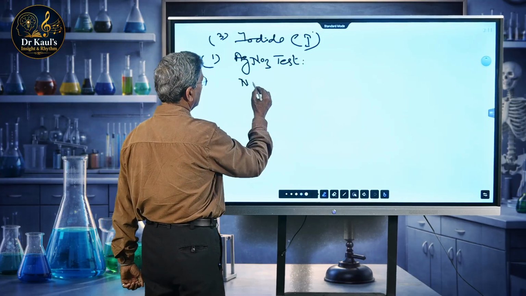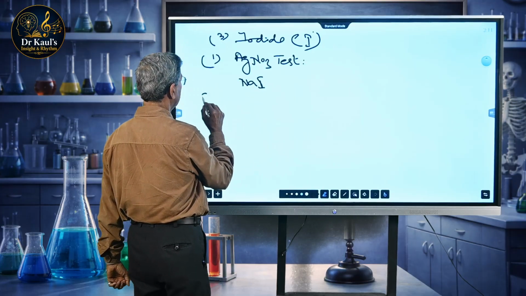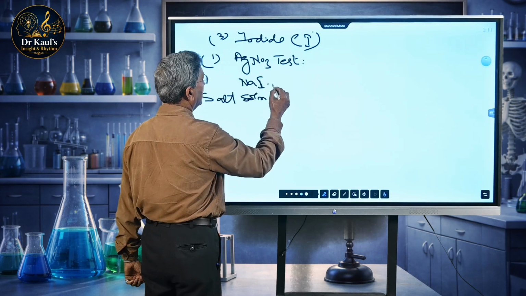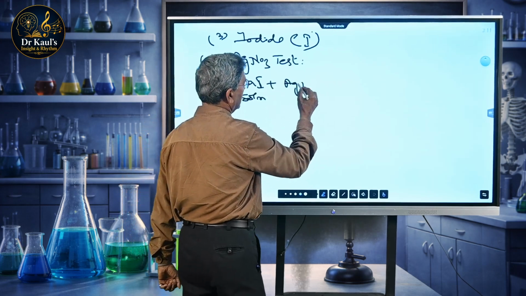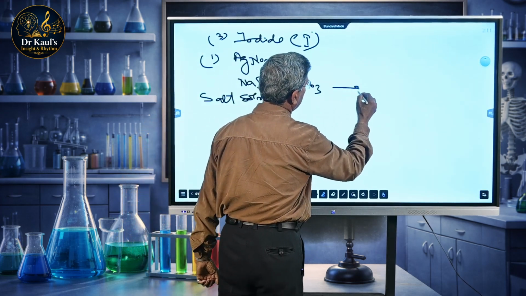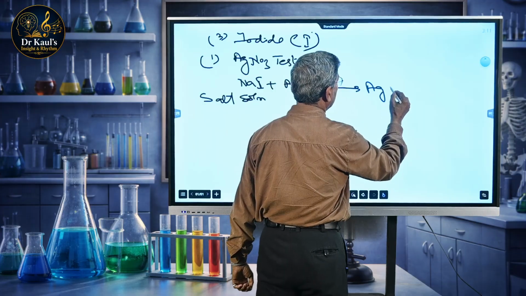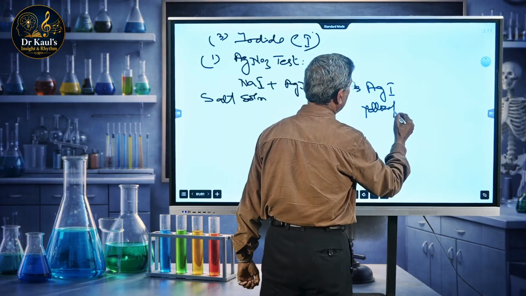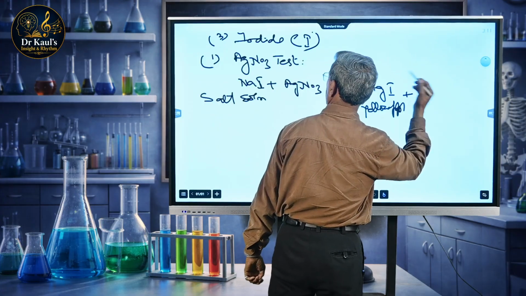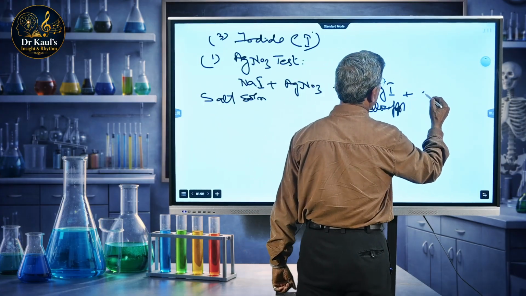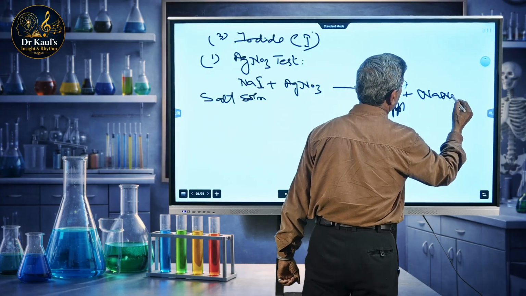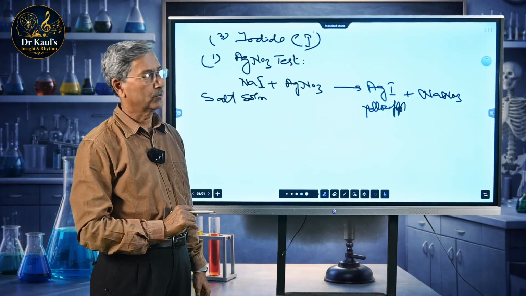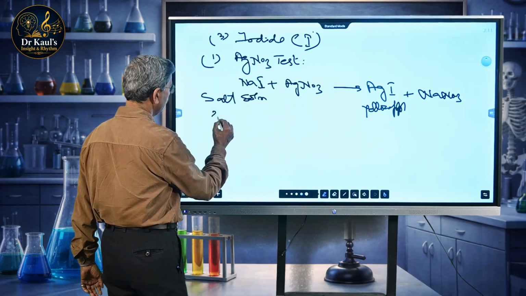So suppose we have got sodium iodide, this is the salt solution. We add AgNO3, we get the formation of AgI. It is a yellow precipitate, plus of course we have got NaNO3. So a yellow precipitate completely insoluble in ammonium hydroxide. And the second again is the CS2 test.